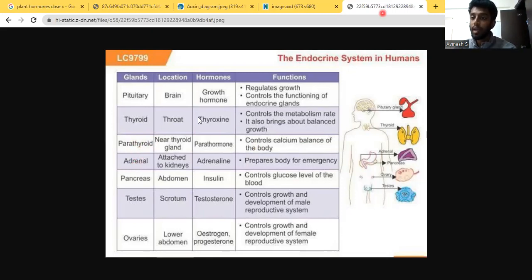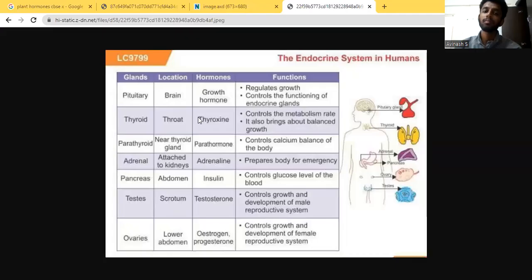Next one, we will look at the adrenal gland now. The gland's name is adrenal, and the hormone that is secreted is called adrenaline. Also, the adrenal gland is attached to the kidneys. For example, this is how the kidneys look in the excretory system. The adrenal gland is present in the shape of a small cap on top of the kidneys, and that is its position, and it prepares the body for emergency.